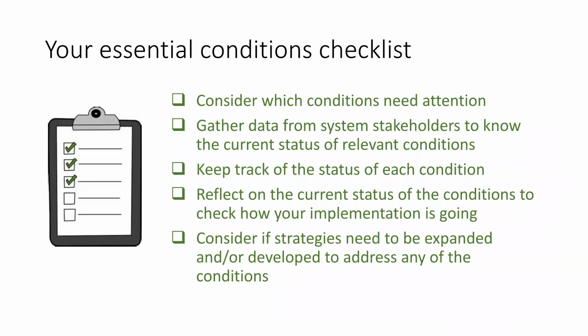In order to really reflect on those conditions well, you're probably going to need to gather some data from system stakeholders to know the current status. You're going to want to keep track of the status of each condition. This doesn't have to be overly formal, but you do want to know, for example, okay, how many trainings have you provided? How many stakeholders, caregivers, and teachers have attended? Which communities are they from? Those kinds of things will help you then, for example, look at your reach.